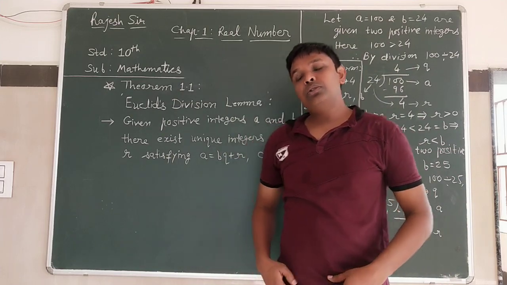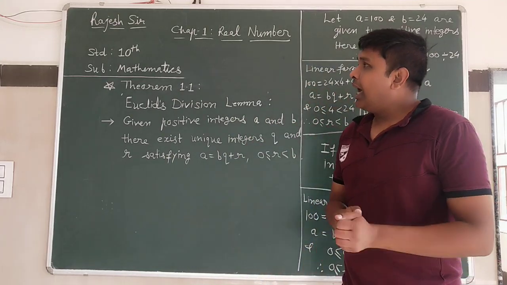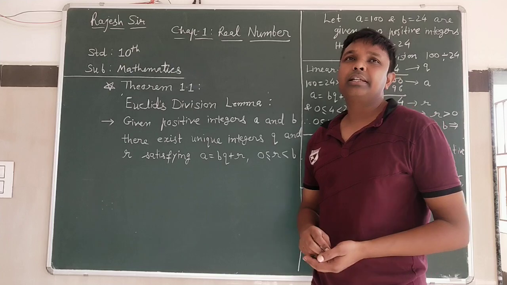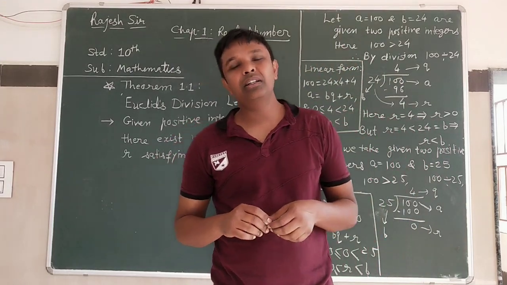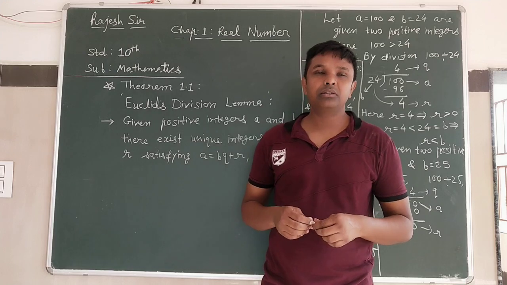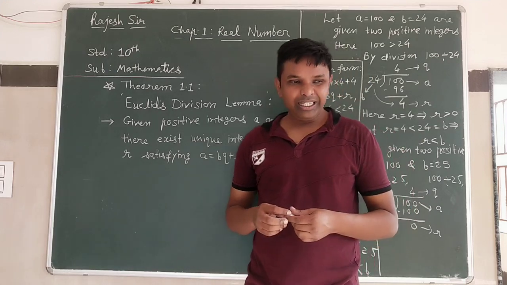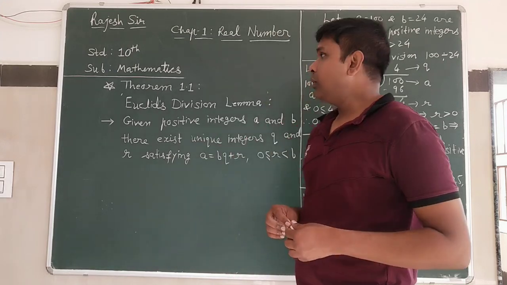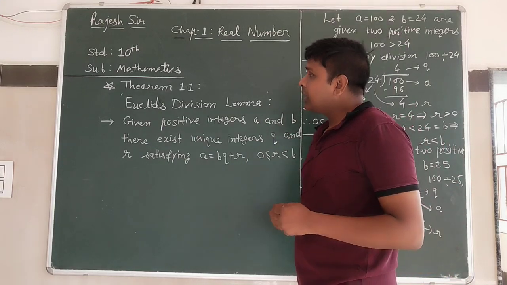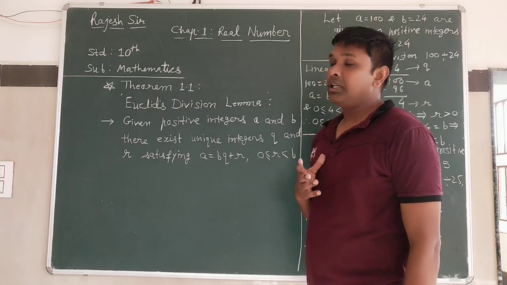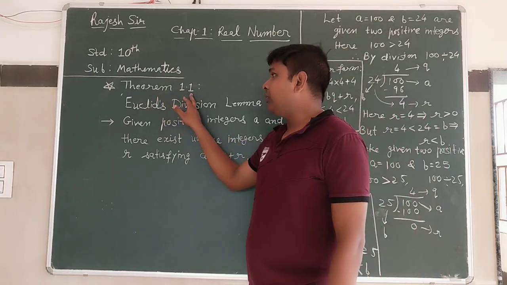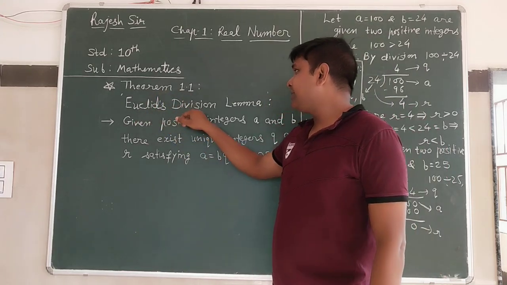Here we are going to start this chapter. Some introduction is given in the textbook, and it is for our general knowledge. You can read about Euclid and his work done in Maths. Here the first thing to know in this chapter is Theorem 1.1. It is Euclid's division lemma.